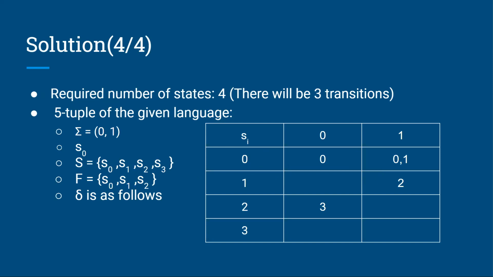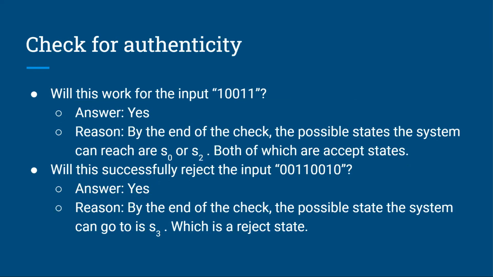Now, coming to the transition function, it is exactly the same as the previous state diagram, where we didn't accept any string that has 110 as its substring. I would recommend checking the authenticity of any NFA that you are trying to build. Let's work with some inputs.